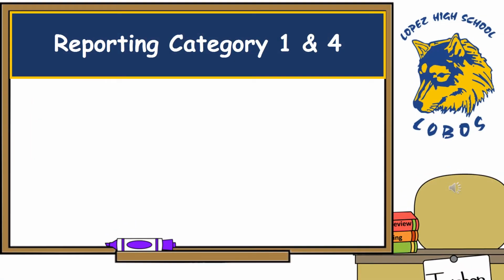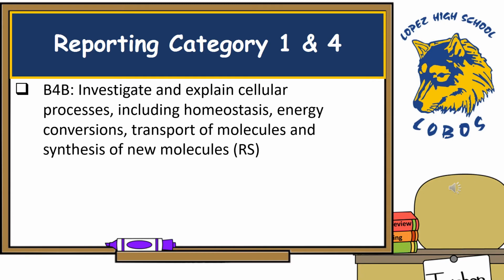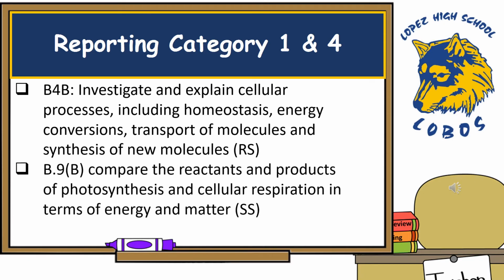Today's virtual lecture's objective is to become familiar with the following assessment standards from reporting category 1 and 4, which are going to be tested in the STAR Biology EOC. At the end of the lecture, you should be able to explain and compare cellular processes such as photosynthesis and cellular respiration.